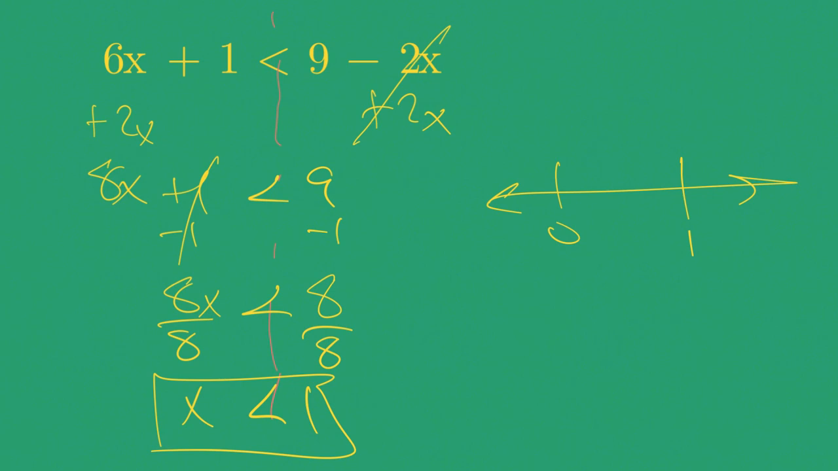Open or closed circle? Open. Open circle around 1. And which direction do you find values less than 1? To the left. There you go. Arrow to the left. Simple. Guys, keep that number line simple. Okay? So we cannot include the value of 1 here.